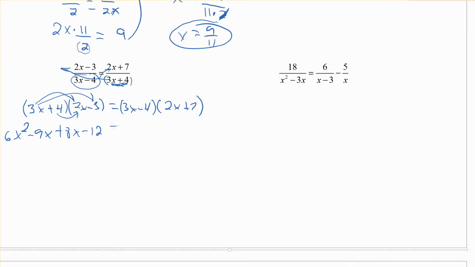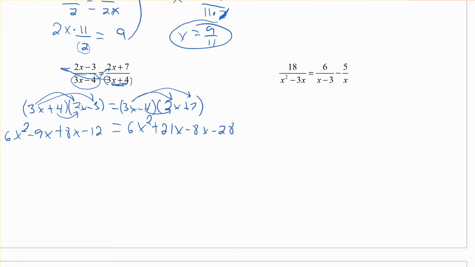Okay, and that's going to be equal to, now let's just FOIL this one, so 6x squared. And then 3x times 7 is 21x. So there's that one. And then negative 4 and 2x is negative 8x. And then negative 4 and 7 is negative 28.